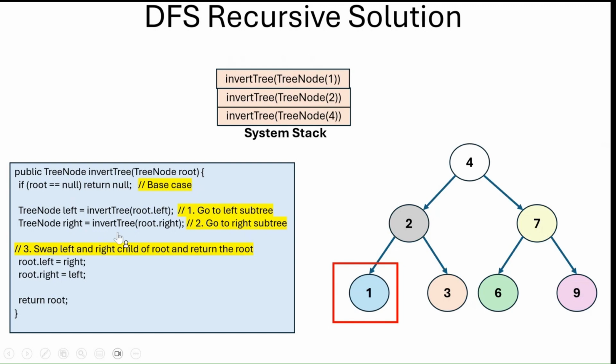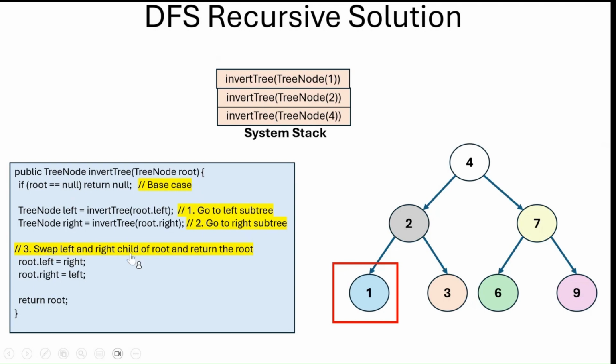And then it will go to the right side of it. So 1 dot right is null, so invert tree gets called with null. It will return because that is our base case. It will return to the previous function execution, which is invert tree with tree node 1 as the root, basically for this subtree. And it will store the null in the right because the right child of 1 is null. Now we completed left and right for this subtree.